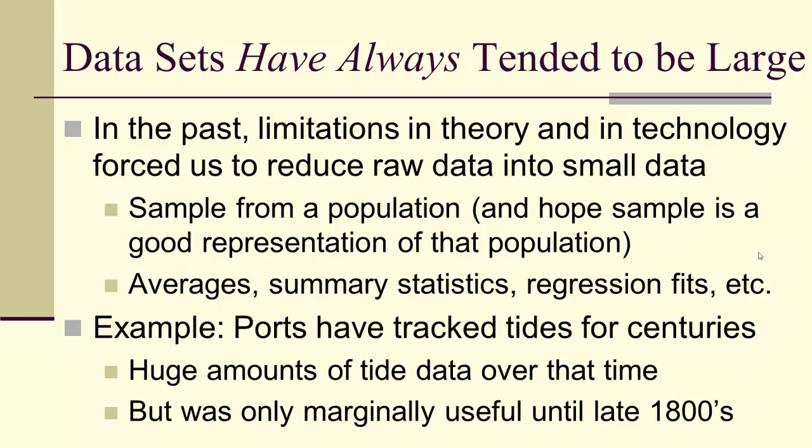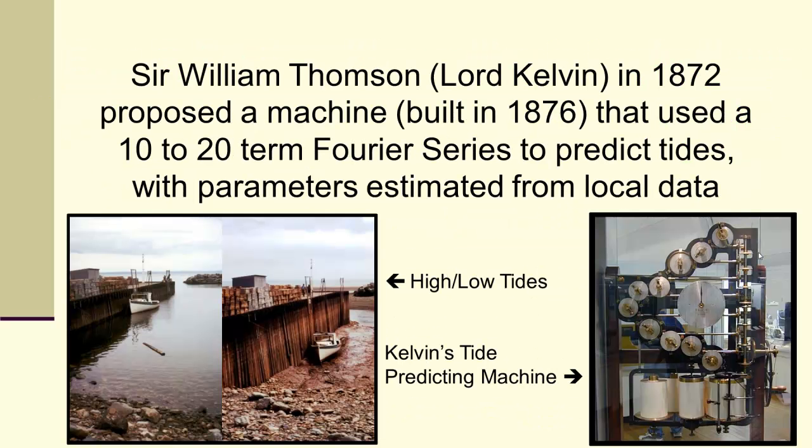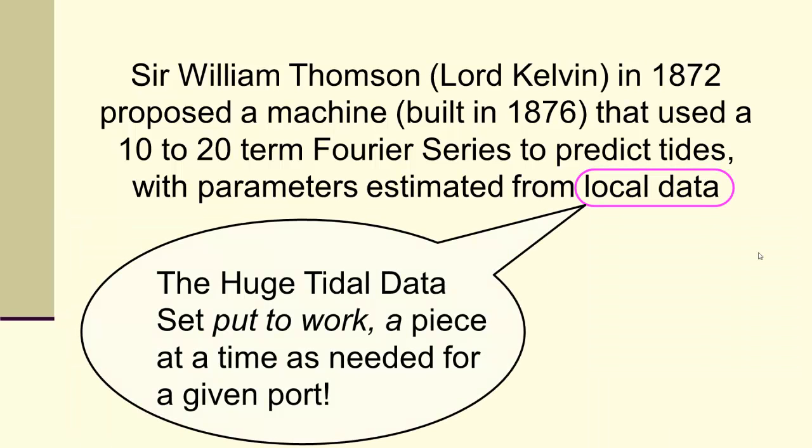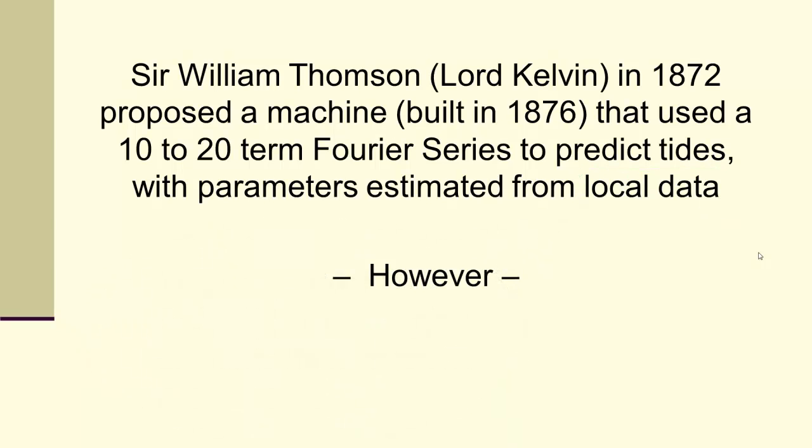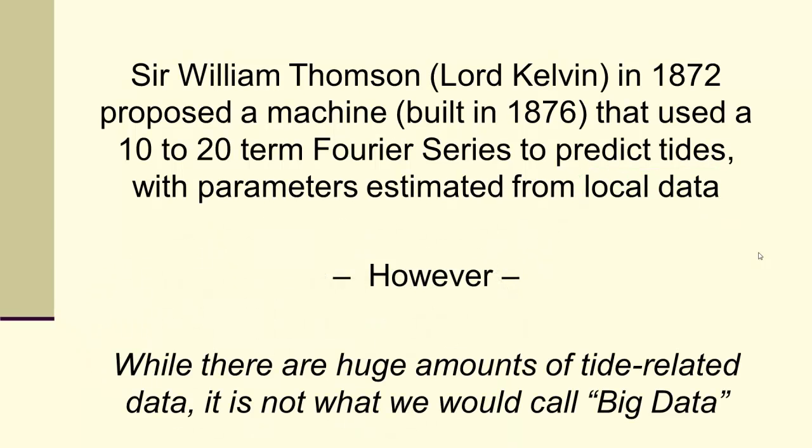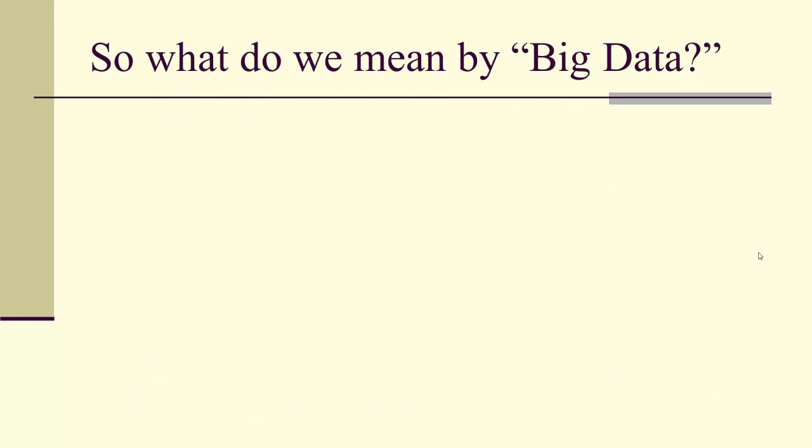For example, ports have been collecting tide data for centuries. So we have huge amounts of tide data, but it's not really been all that useful until Lord Kelvin built a machine in the late 1800s that would take the tide data and predict low and high tides in different ports. So this was huge amounts of data being put to work one piece at a time. However, huge data is not necessarily what we would call big data. So what do we mean by big data?